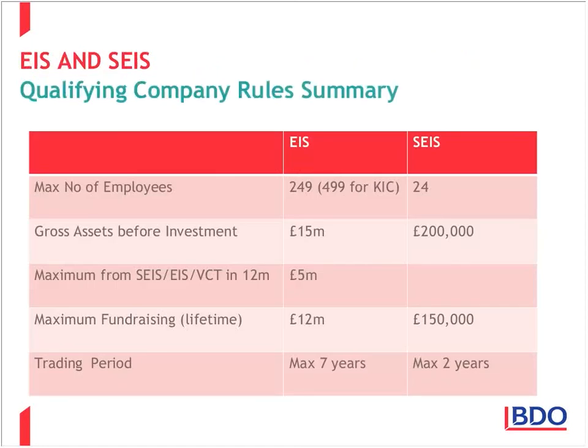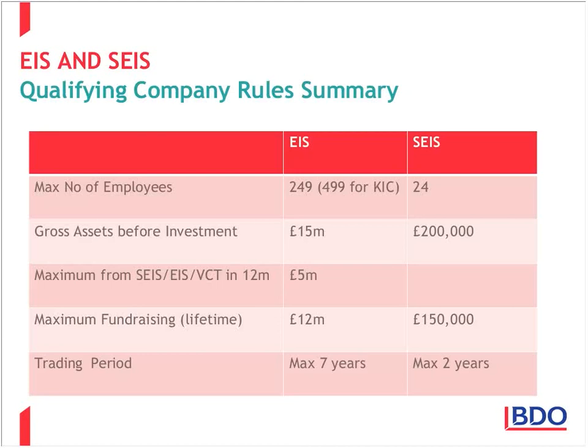As far as the companies are concerned, the companies have to meet certain rules as well. So in terms of size, there's a maximum number of employees. For EIS, it has to be fewer than 250 employees. And for what's called a knowledge-intensive company, less than 500 employees. And for CDIS, it must be fewer than 25 employees. There's a gross asset test immediately before the investment, which is £15 million for EIS and £200,000 for CDIS.